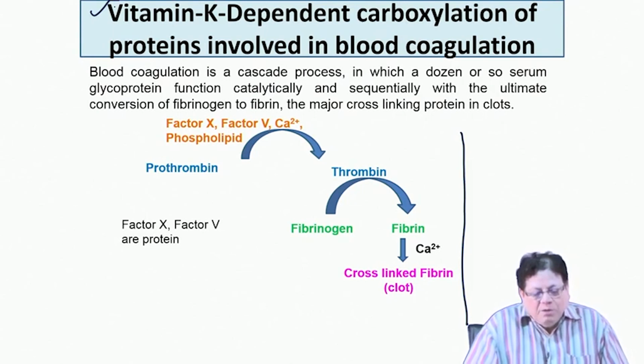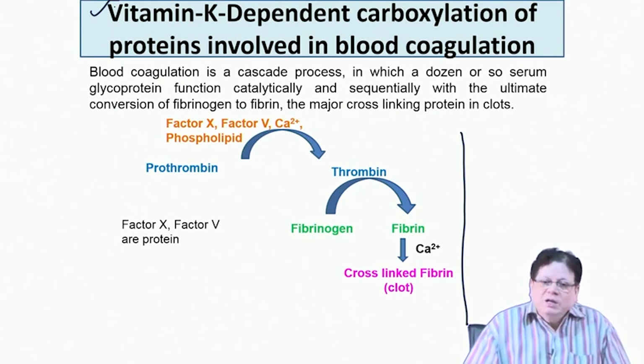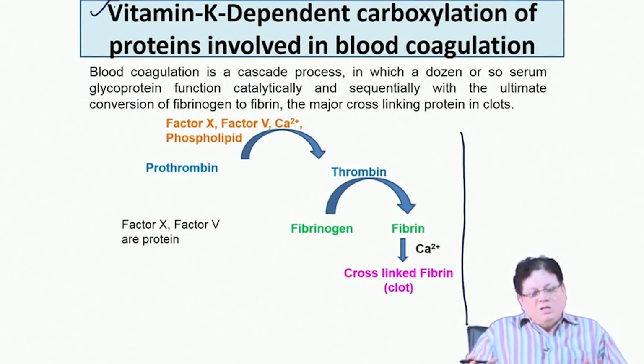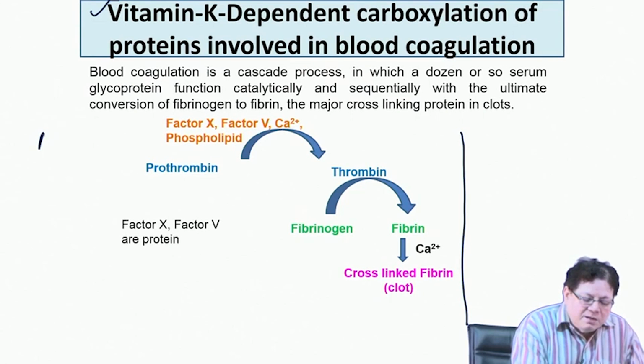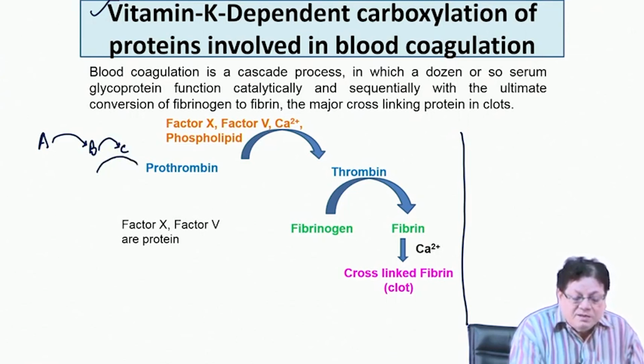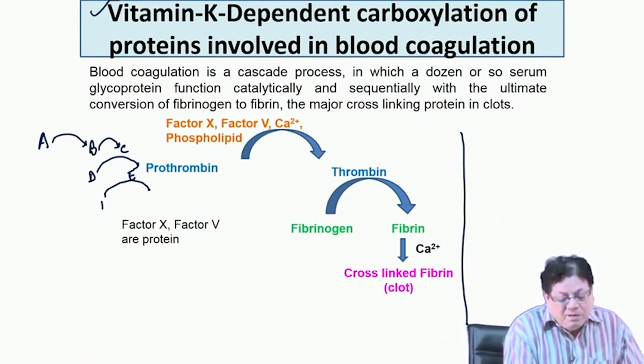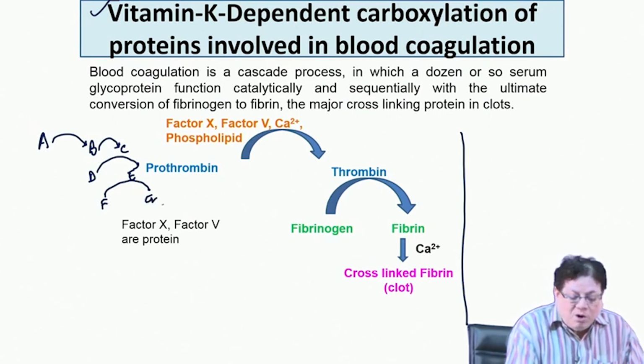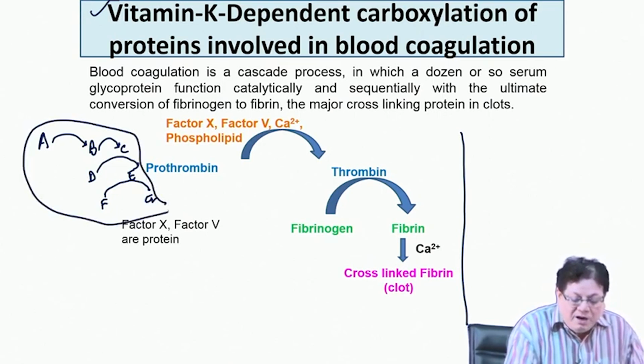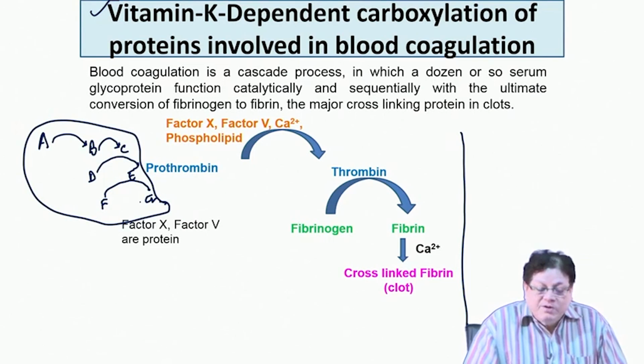Now, the blood clotting process is actually a large number of cascade reactions. Cascade reaction means suppose A goes to B, and then B goes to C, and then maybe C catalyzes the reaction of D to E. Like that, E catalyzes the reaction of F to G. So, these are called cascade reactions, and there are a large number of them.